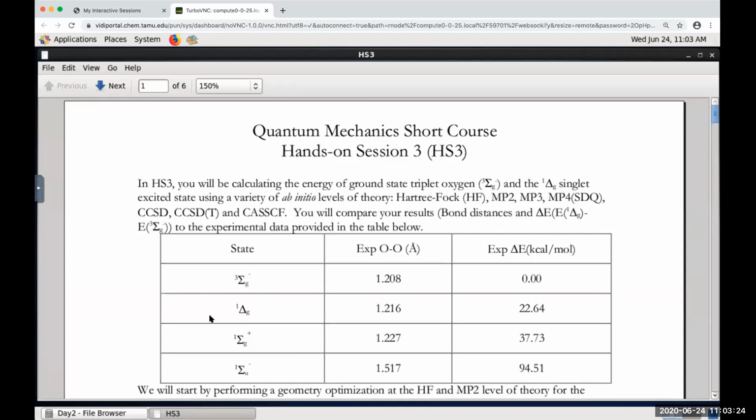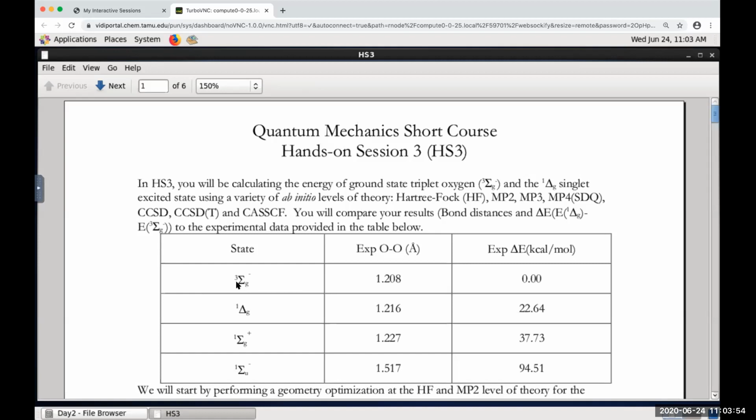All right, so what we're going to do for this hands-on session is we're going to look at molecular oxygen. It's a nice small molecule, so it will run reasonably fast. But as I mentioned, it has a lot of quantum effects to it. It's high symmetry, it has unpaired electrons. So we're going to investigate the ground state and the first singlet excited state for molecular oxygen.